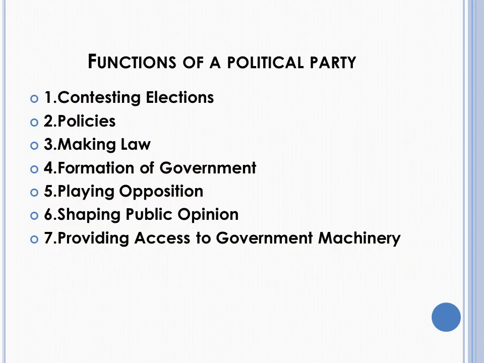Now, functions of a political party. There are seven functions of a political party. They are as follows: contesting elections, making policies, making law, formation of government, playing the role of opposition, shaping public opinion, and the last one, the seventh one, providing access to government machinery. These are the seven functions of a political party. Now I am going to explain each one in detail.